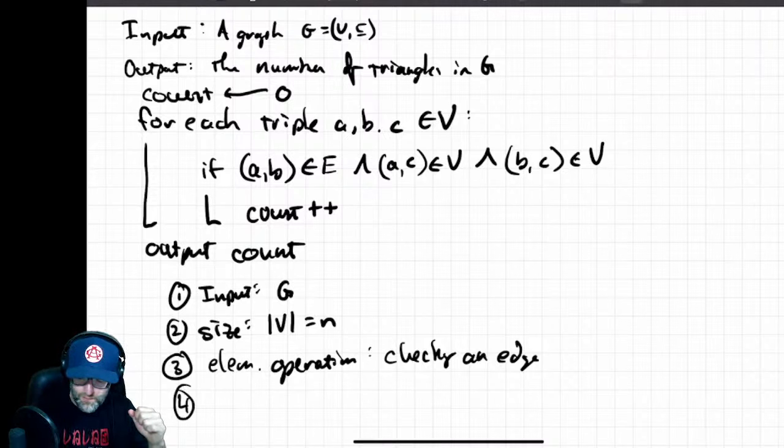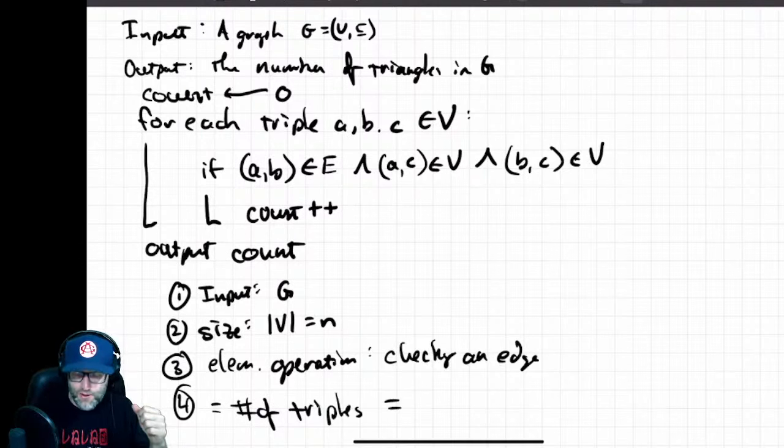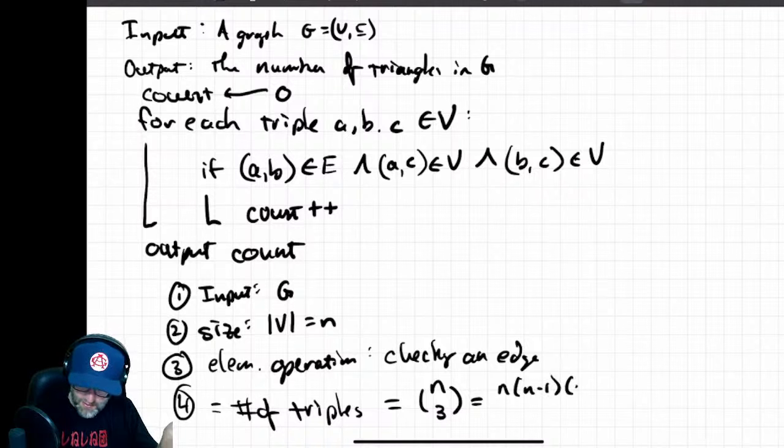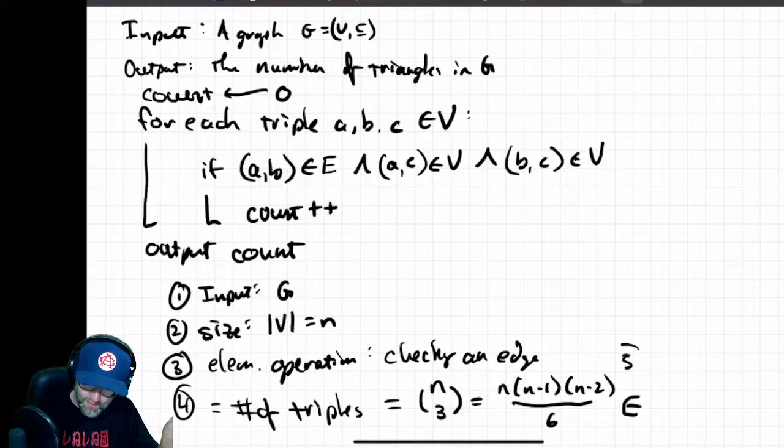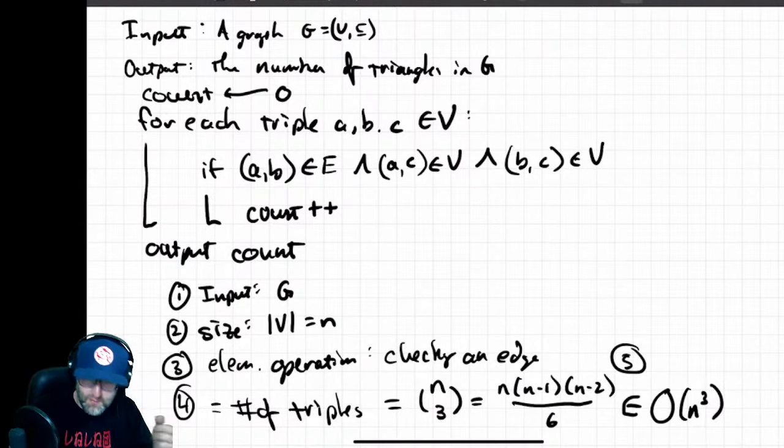4. How many times is the elementary operation executed with respect to the input? It is equal to the number of triples, right? And hopefully from combinatorics, you remember that that's n choose 3, right? And you can leave it in that form, but if you really want to, you can expand it out: n times n minus 1 times n minus 2 all over 3 factorial, which is just 6. Right? But the really important thing here is 5. Tell me what that is. That's order n cubed. Right?